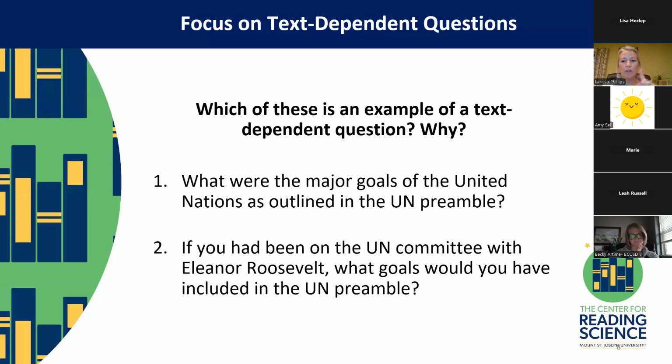So just showing me on your fingers 1 or 2, which one of these is the example of a text-dependent question? Good. I see lots of ones. That's right. Question 1 is the text-dependent question. What were the major goals of the United Nations as outlined in the UN preamble? We can tell without reading the text that that is the one that would rely on the text to be able to answer. It's going to take students' attention, their cognition back to the text to be able to answer that question.